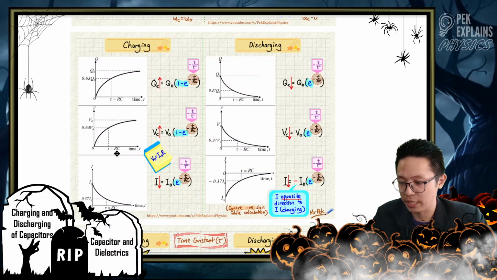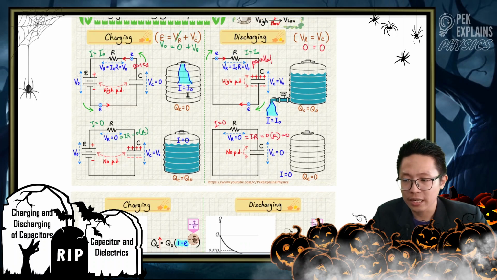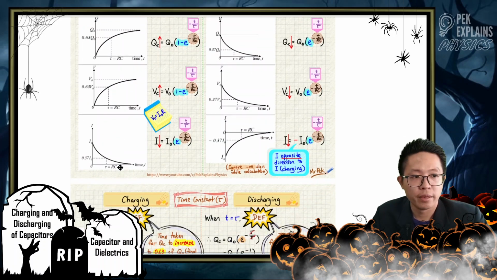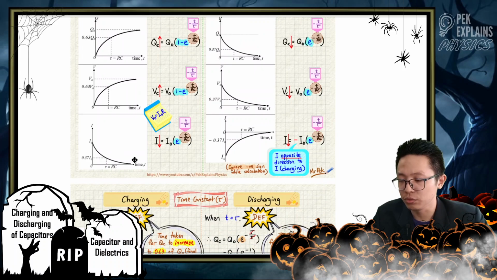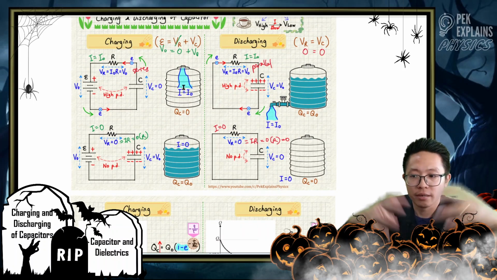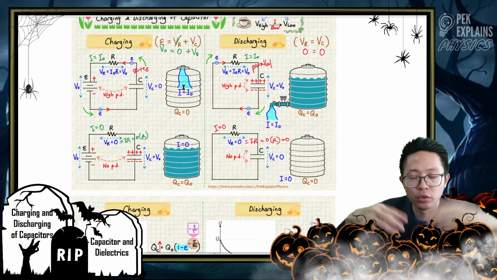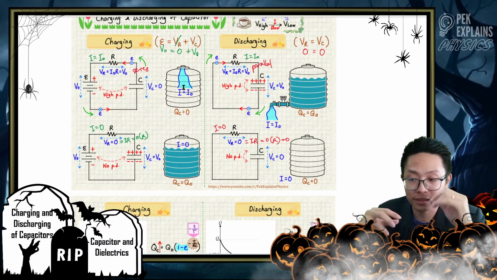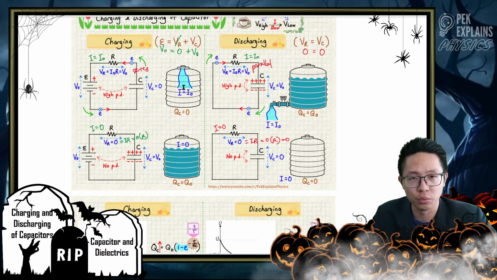The current for the charging process goes from maximum to zero. Why is it like that? Because initially there is a lot of water flowing into the capacitor, like a lot of water flowing into the water tank. When the water tank becomes full already, the water stops flowing.